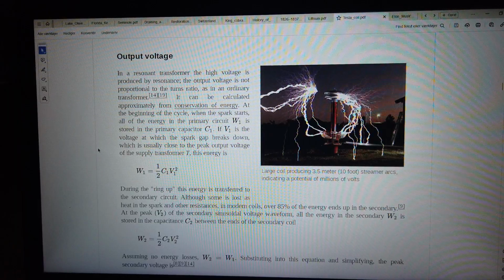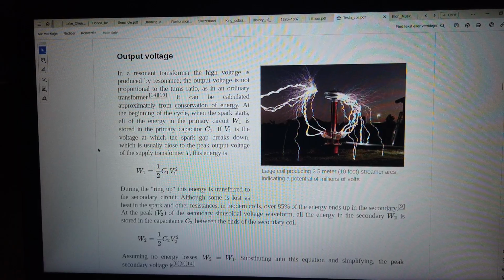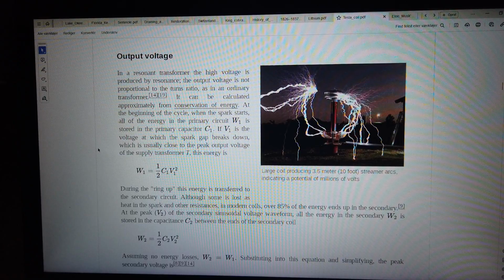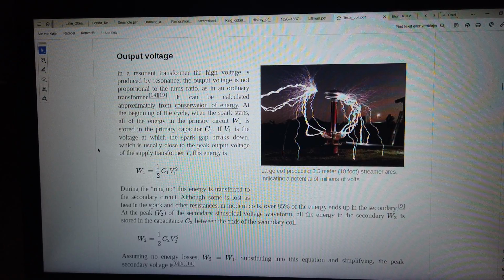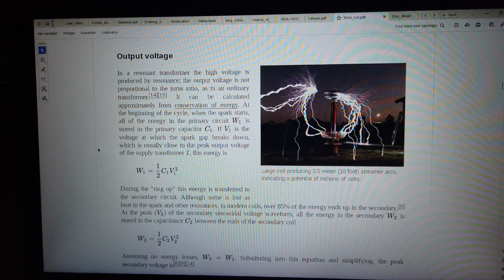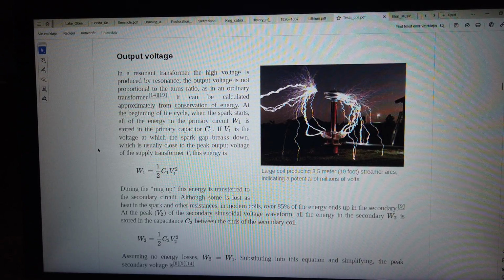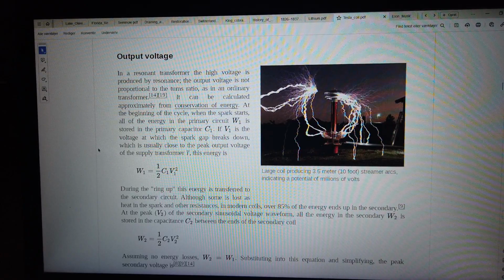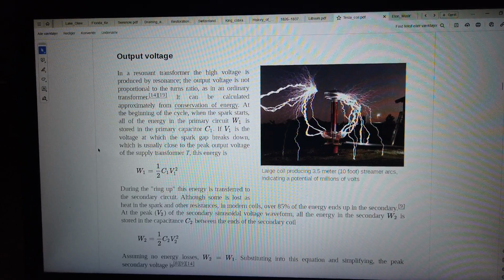At the beginning of the cycle, when the spark starts, all of the energy in the primary circuit is stored in the primary capacitor. If V1 is the voltage at which the spark gap breaks down, which is usually close to the peak output voltage of the supply transformer T, this energy is transferred during the ring up to the secondary circuit. Although some is lost as heat in the spark and other resistances, in modern coils over 85% of the energy ends up in the secondary.